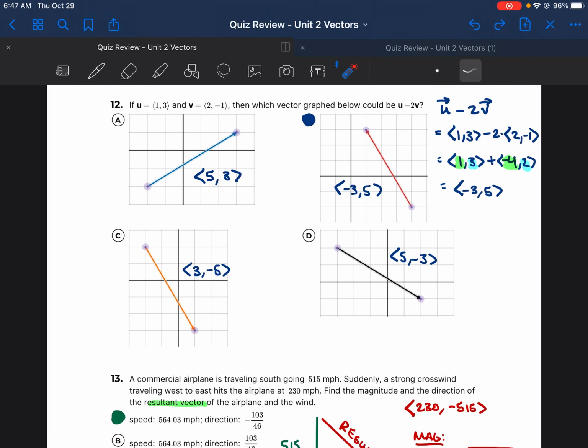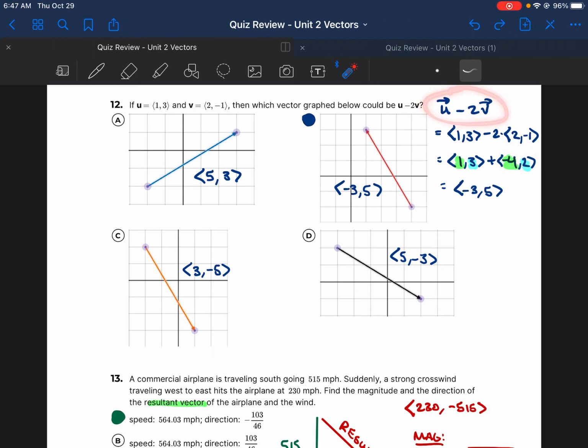In problem 12, given vectors u and v in component form, we want to find the vector graphed below that could be vector u minus 2 times vector v. Well, let's go ahead and perform the algebra here. Vector u minus 2 times vector v, right over here, we know that we're going to need to distribute the negative 2 to vector v. This gives us negative 4 and positive 2.